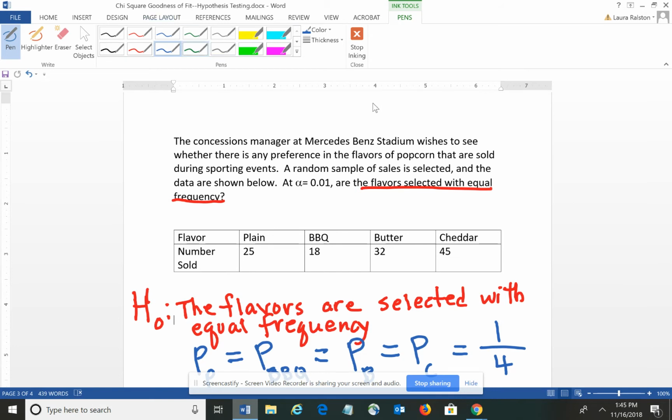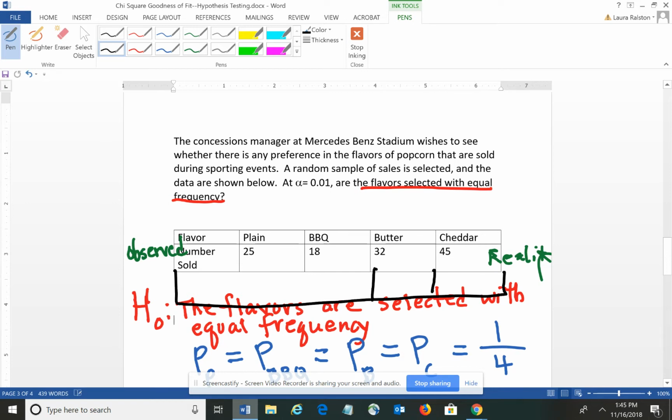Then we need to determine the expected value for each category. I'm going to go back up here to the table that we already have. Remember these pieces that we've been given, this is our observed. This is what really happened. So the row that we're given in this table is our reality. That's what really happened. To calculate the expected, you take the total number in the sample and you multiply it times the probability.